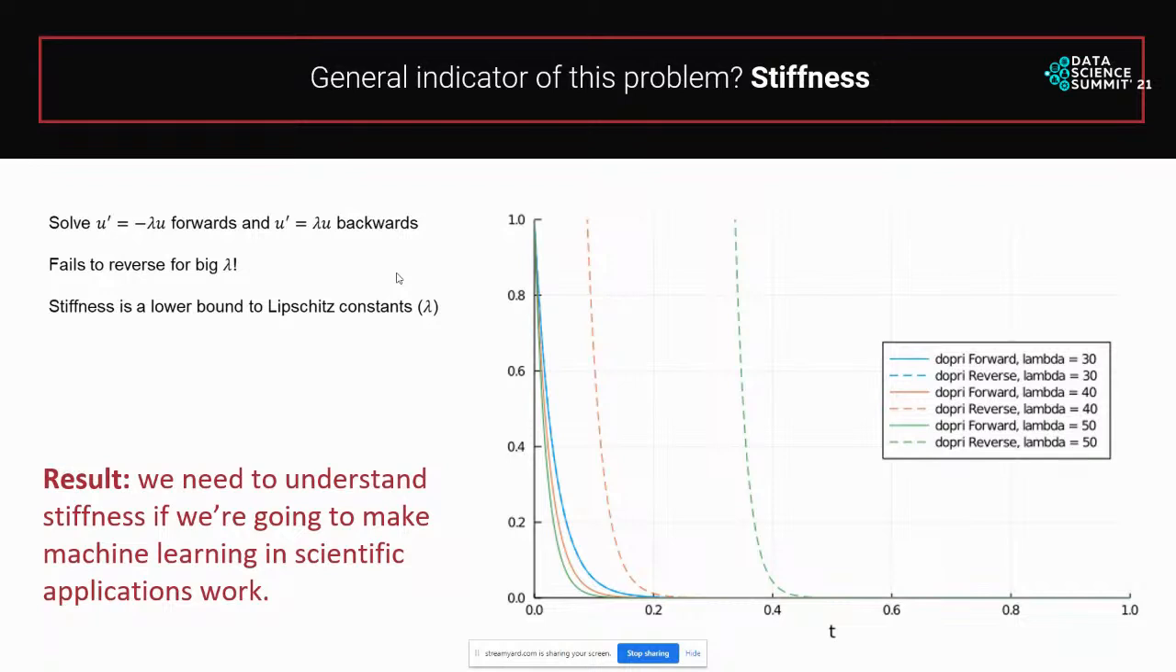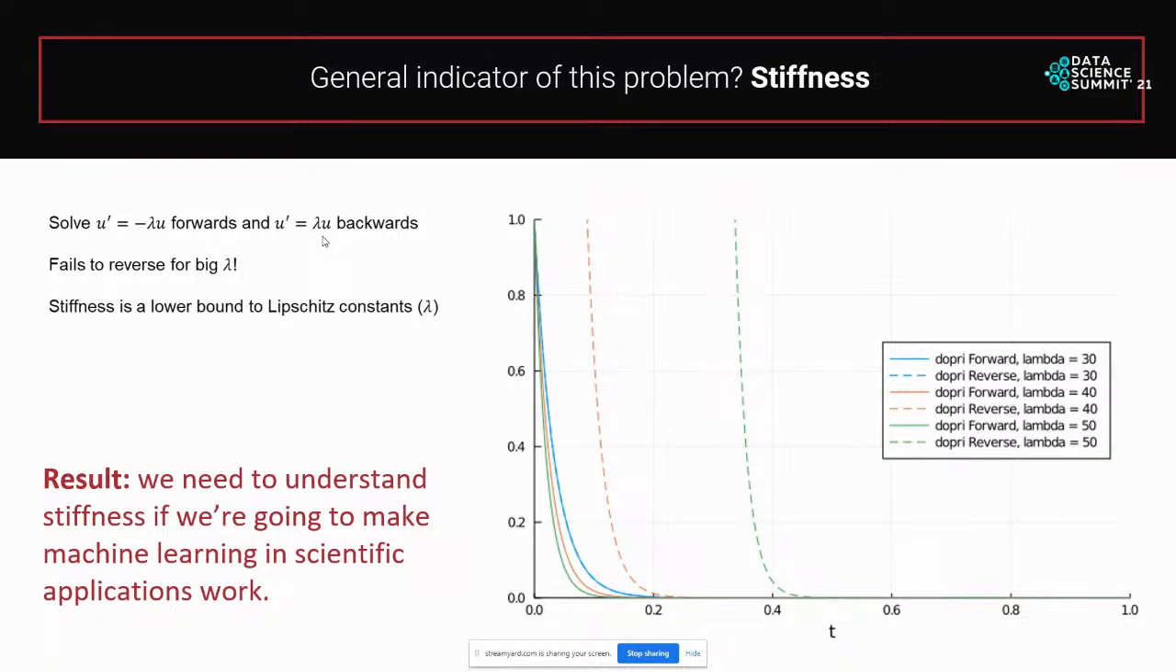And one way to think about it is, let's say you have a linear ODE, like u prime equals minus lambda u, right? So let's say you solve it with u prime equals minus lambda u going forwards. Now mathematically, if you reverse it by saying u prime equals lambda u, you mathematically get back to the same place, right? In your ordinary differential equation class for an undergraduate, you might even prove that going forwards with this is equivalent to going backwards with this, right? Those two ODEs are exactly the same.